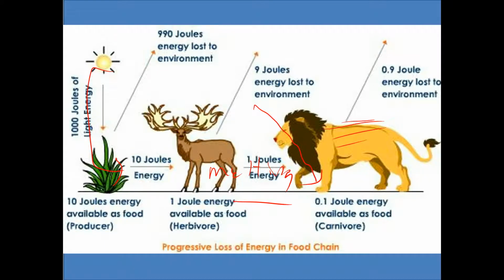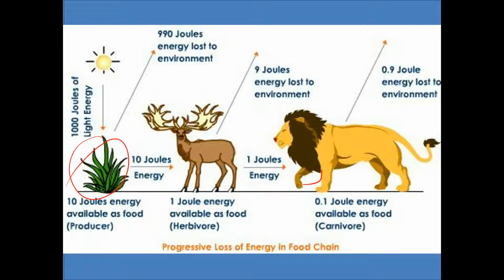Here, this ties into food chains. Thinking about a food chain, you have your primary producers, your photoautotrophs, that are using the energy from the sun, the light energy, they capture to make food. Now you have 10 joules of energy that's available as food in this little plant here.